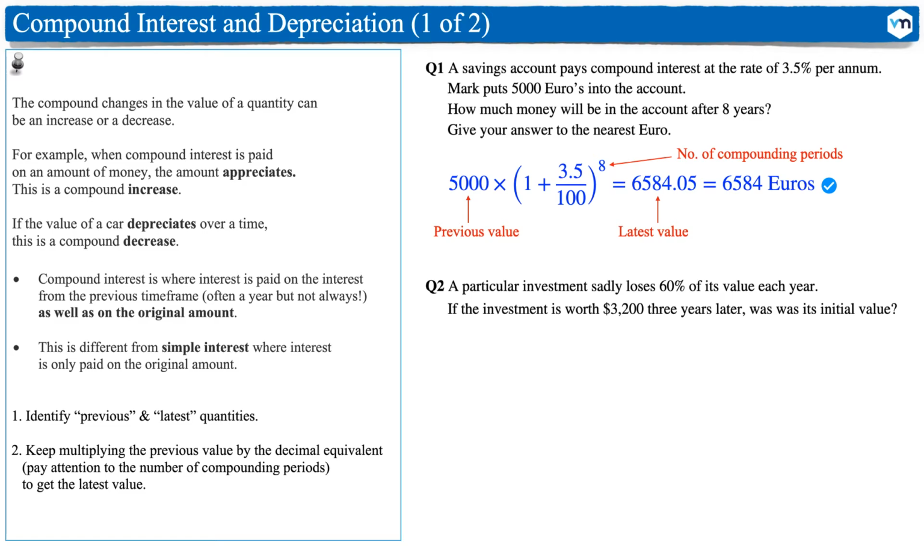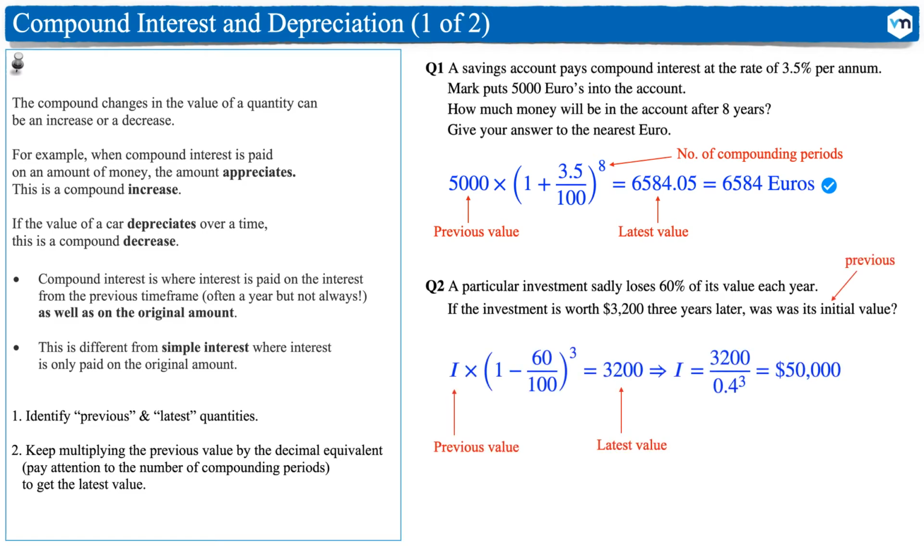So if we use capital I to represent the previous value, then we can write I multiplied by 1 minus 60 over 100, all raised to the power 3, must equal 3,200. That's the latest value. And simplifying and rearranging, this means that I equals 3,200 over 0.4 to the power 3. And this gives $50,000.